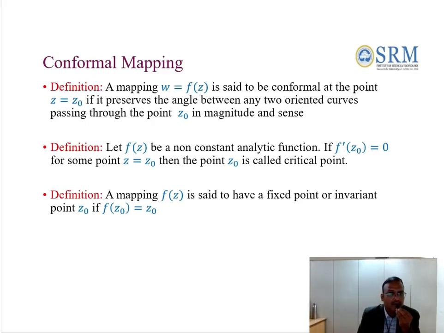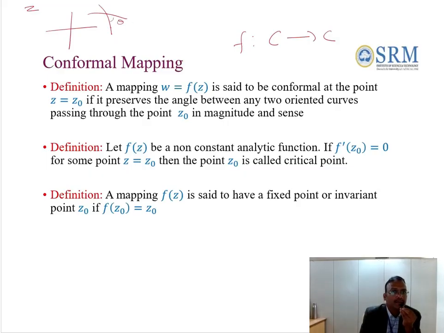It is a mapping w equal to f of z from z to w. That is, f is a function from C to C, is said to be a conformal map at the point z equal to z naught if it preserves the angle between any two oriented curves through the point z equal to z naught in the sense of magnitude and sense. That means in z plane, this is z plane, we have the curve like this. So at this point, it makes an angle theta.